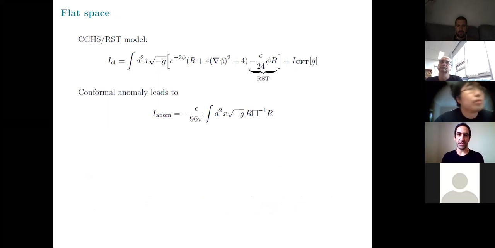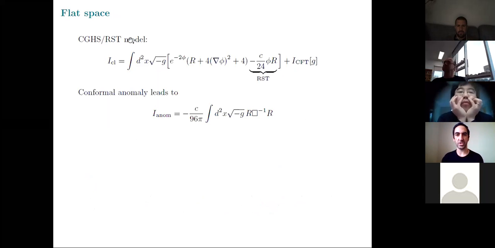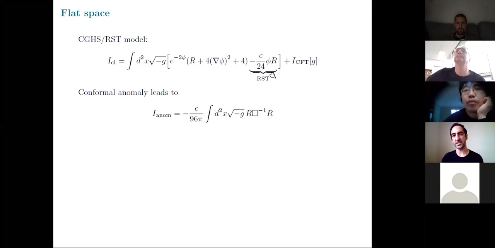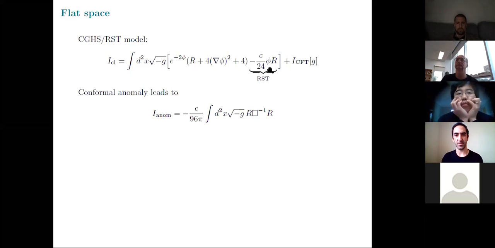So the model is a 2D dilaton gravity model. It's a CGHS or RST model. I'm going to take this opportunity to introduce this model to people who maybe are not familiar with it, because it's quite an interesting model. It has two names because they're roughly speaking two different models. The difference in them is entirely this term here. If you include this term, it's called the RST model. If you don't, it's called the CGHS model. And we'll see in a second why this term is there, what role it's playing.